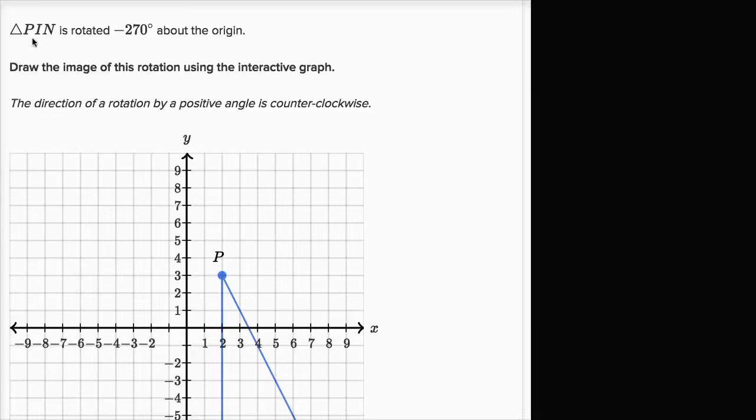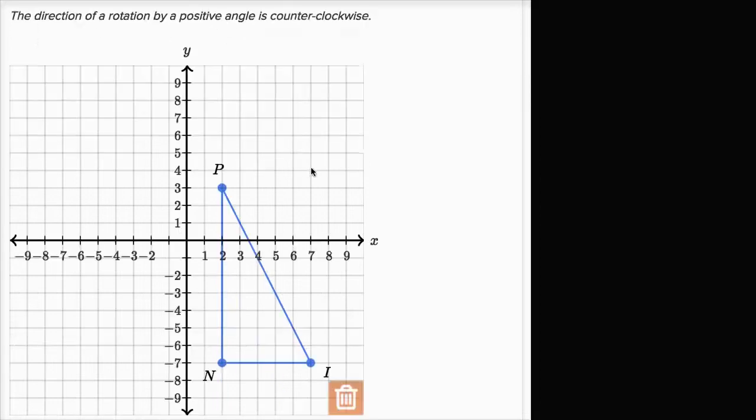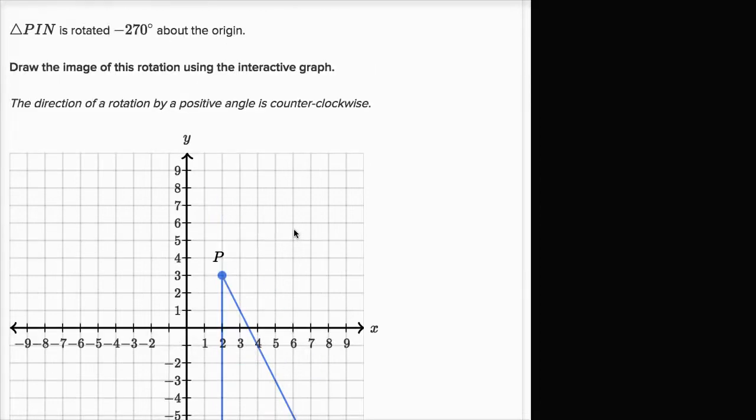We're told that triangle PIN is rotated negative 270 degrees about the origin. So this is the triangle PIN, and we're going to rotate it negative 270 degrees about the origin. Draw the image of this rotation using the interactive graph.